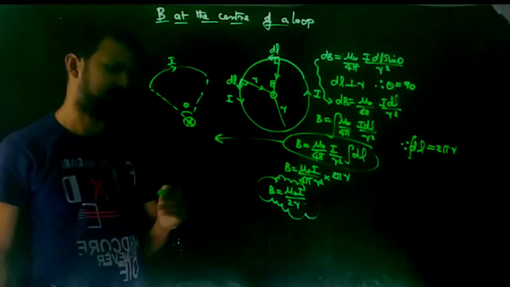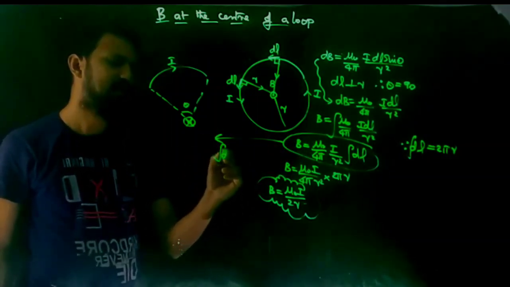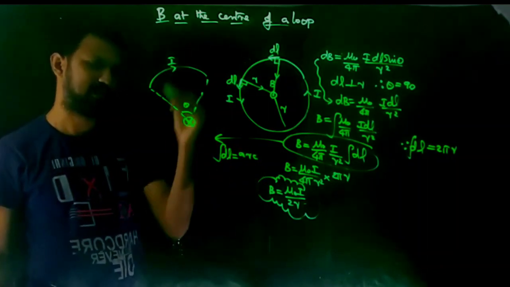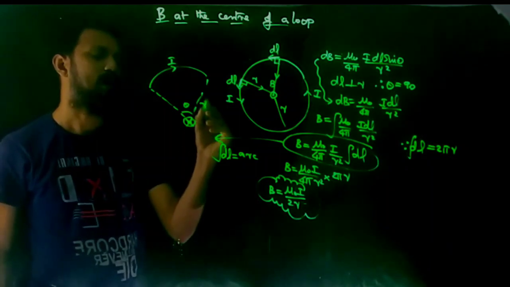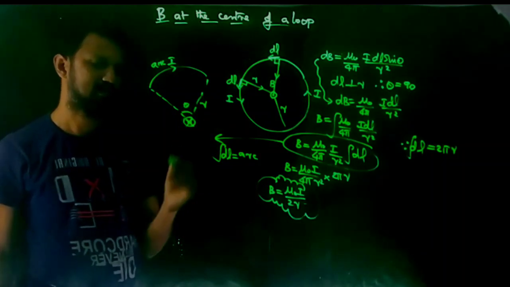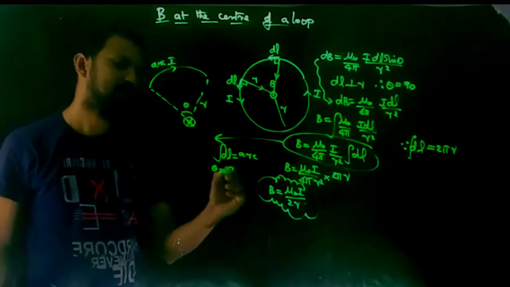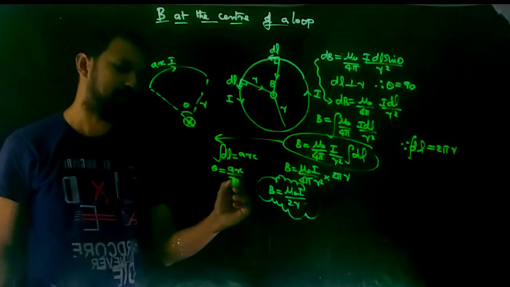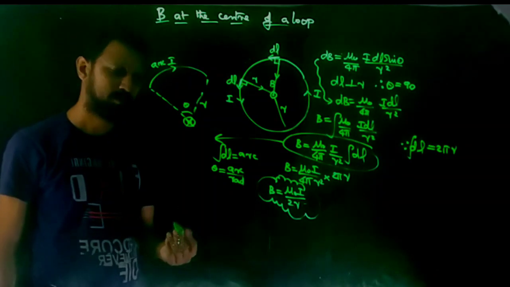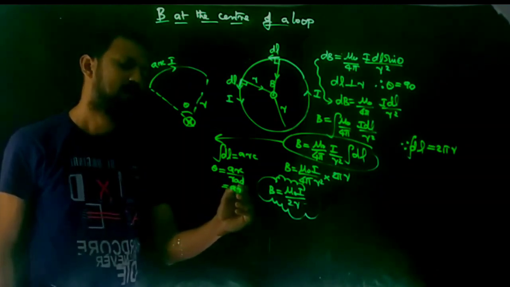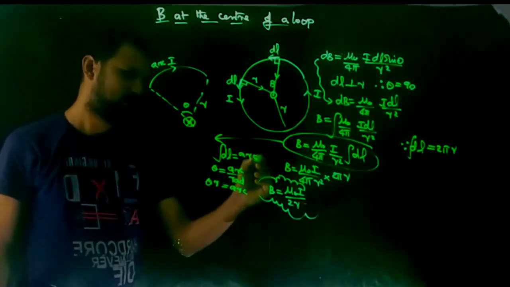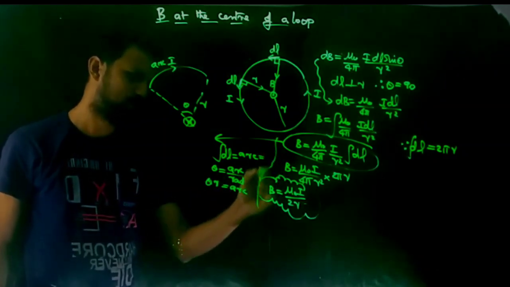Then, the integral of dl in this case should be the length of the arc. As we know, r is the radius and this is the arc length. This is the angle. We know the equation, angle is equal to arc divided by radius. Therefore, arc is equal to angle into radius, that is theta r. Therefore, the arc length in this situation can be written as theta r.